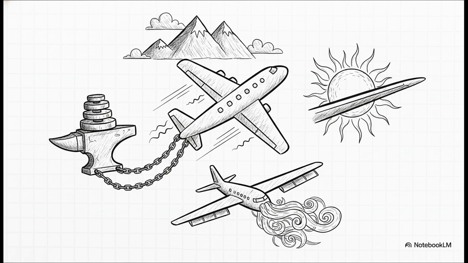Then we have the deadly duo, high temperatures and high altitudes. Combine these two and you get high density altitude.